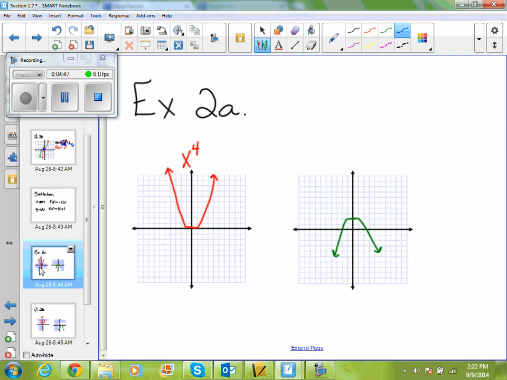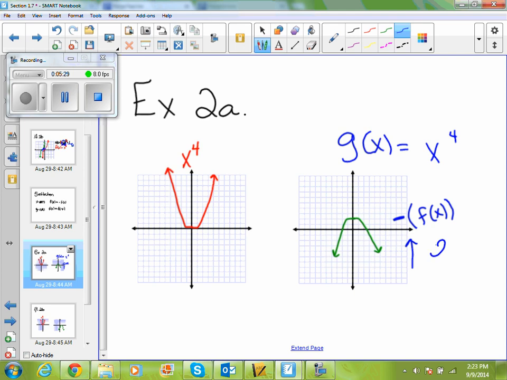Okay. So if we look at example 2a, we have our parent function x to the 4th. That's our parent function, and we want to figure out what happens to our second function. We're going to try to rewrite a function based on this graph. I know it's going to be something to the fourth power because I started with my parent function, so I need to figure out what I did to it. I clearly reflected it over the x-axis, which means the whole function is going to be negative. And then I also moved it up 2 units, so I know that I'm going to be adding 2 to it.